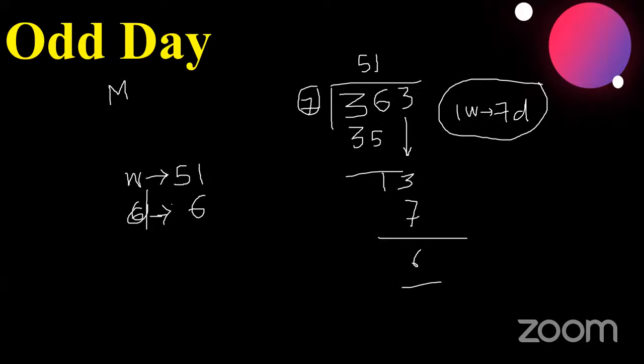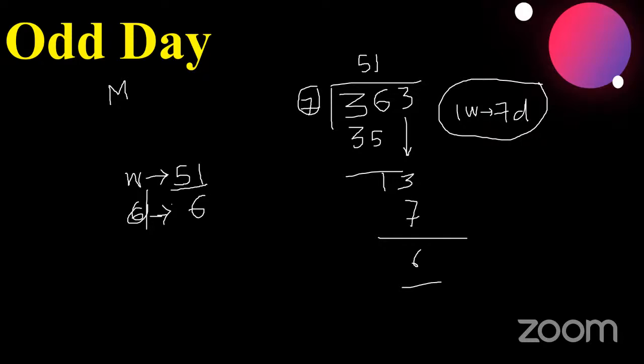So the 365 days. After 365 days, what will be the next day? If today is Monday means. So we are calculating how many completed weeks are there. After calculating the completed weeks, we say that we have 51 completed weeks along with 6 days.